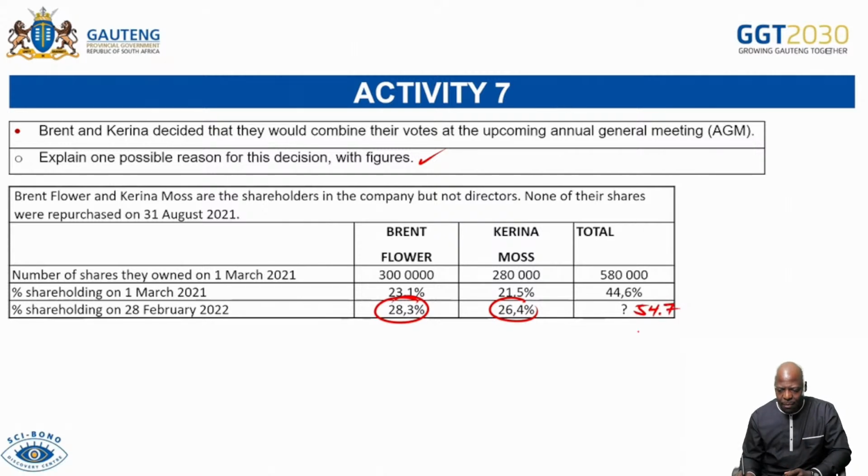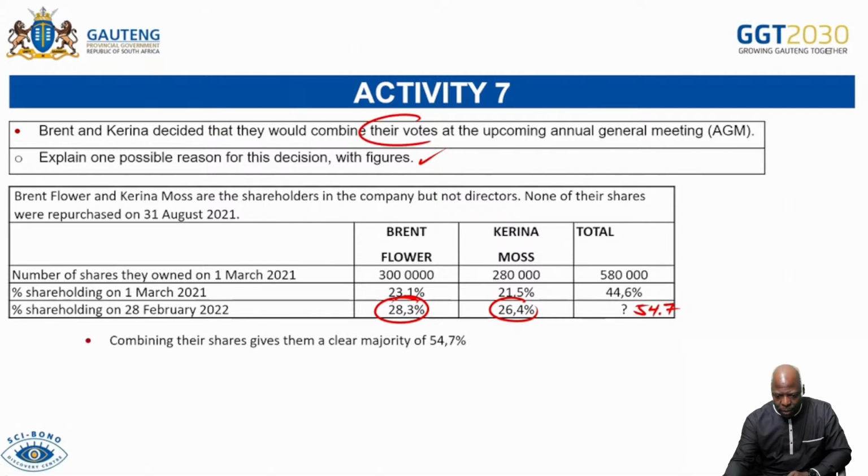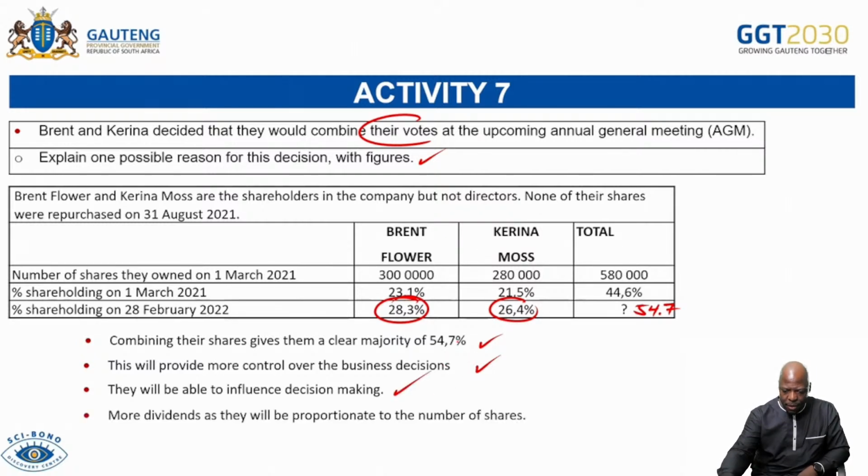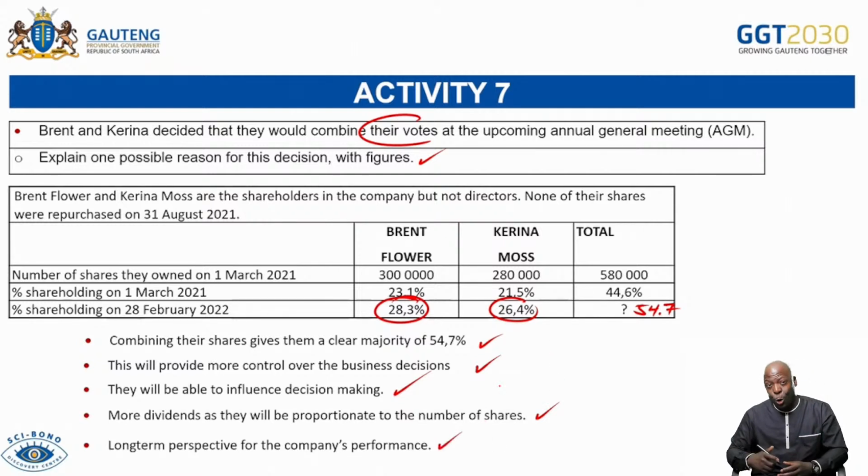What does that mean? If they combine their votes, they would end up having the majority of votes. Combining the votes gives them a clear majority of 54.7%. This will provide more control over business decisions. They'll be able to influence decision making. More dividends, as they will be proportionate to the number of shares. A long-term perspective of the company's performance. And they'll also be able to protect their investment.